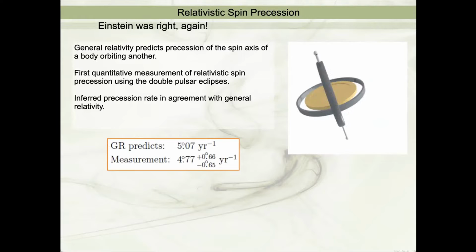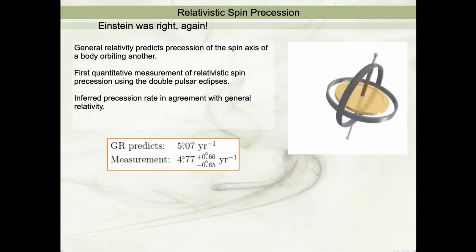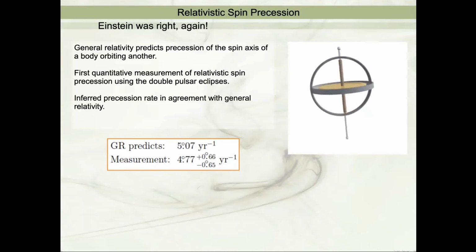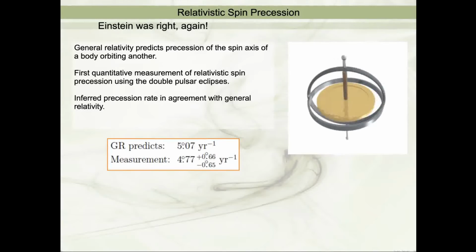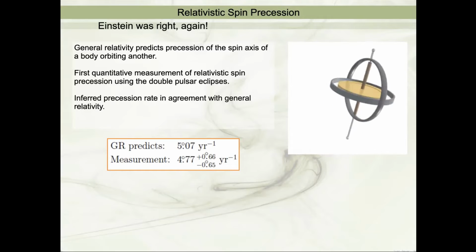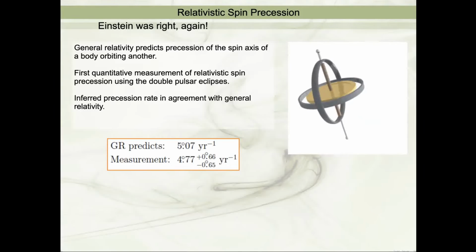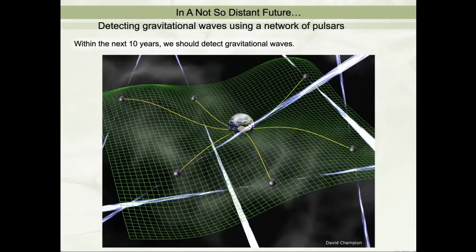And this precessional motion was basically measured quantitatively for the first time using this system. It had been predicted by Einstein, but had not been observed except in experiments on Earth. The measurements we made basically agree with Einstein's prediction. So again, it's one extra thing that we've been able to do using pulsars to test Einstein's theory.